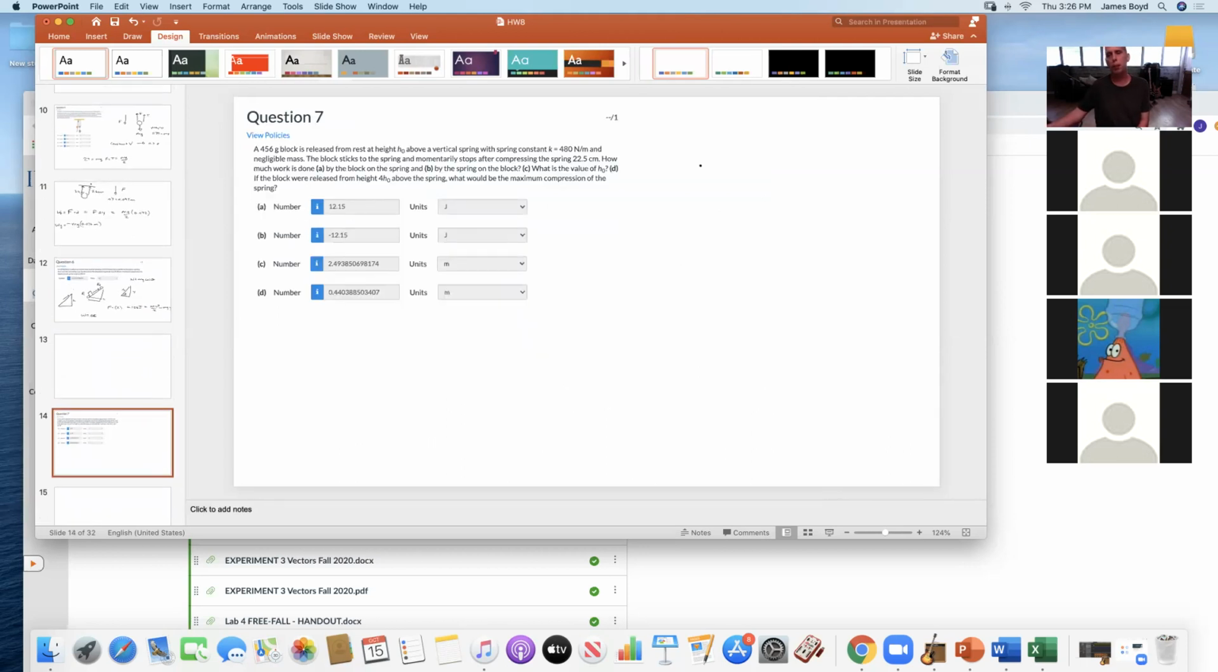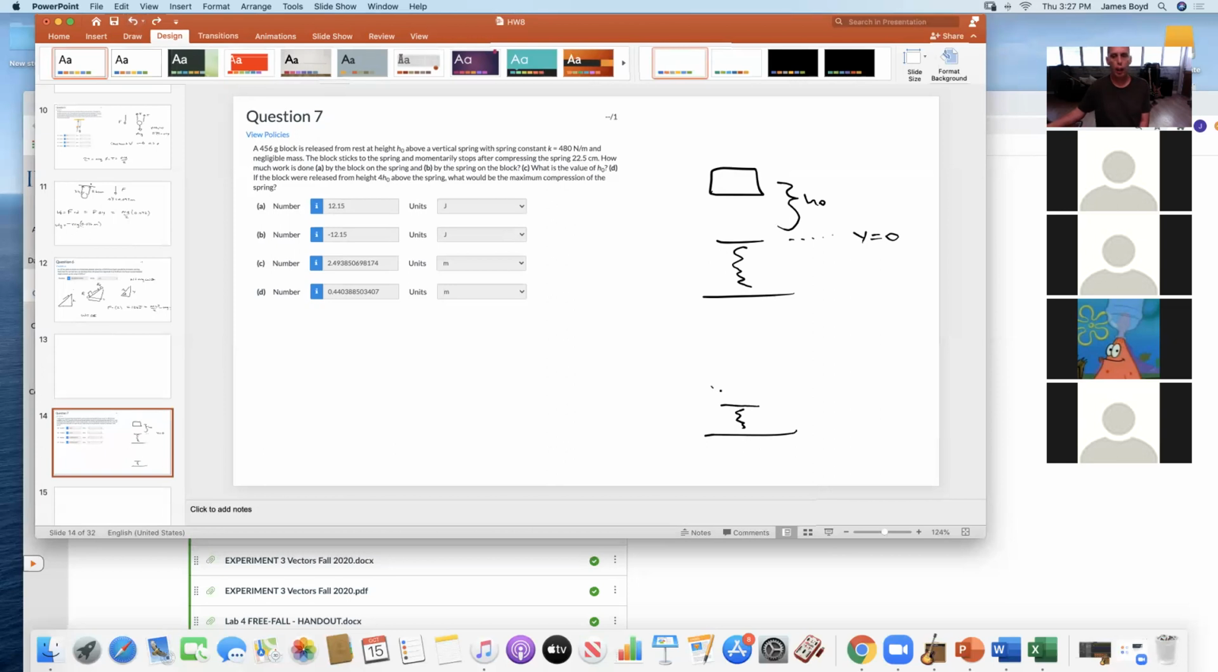This problem got some people. So we have a block and we have a spring. And then we're going to drop it. And the block is initially at some h naught, if we assume that y is equal to 0. After it's compressed some distance x, let's call it, okay? So it's compressed some distance x. We have to find 4 different things.